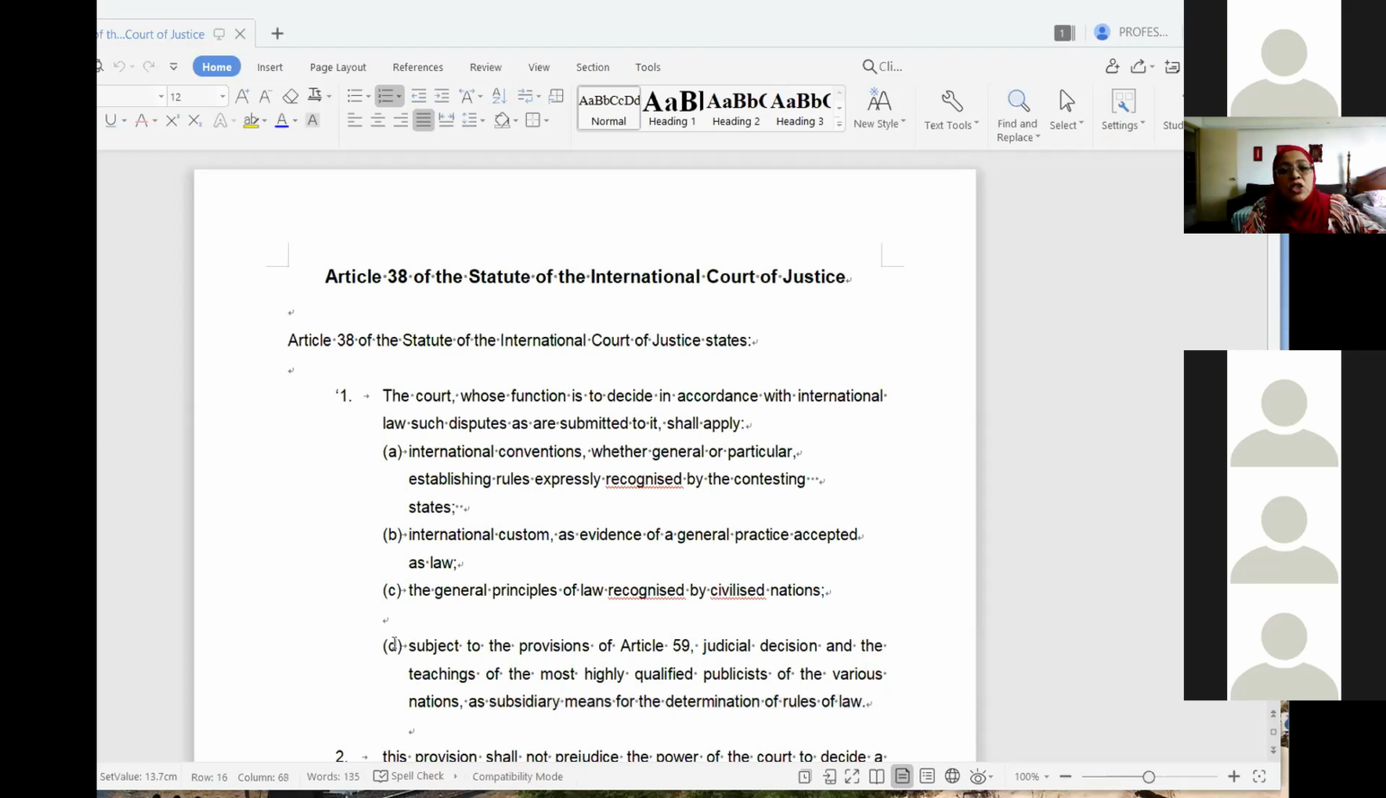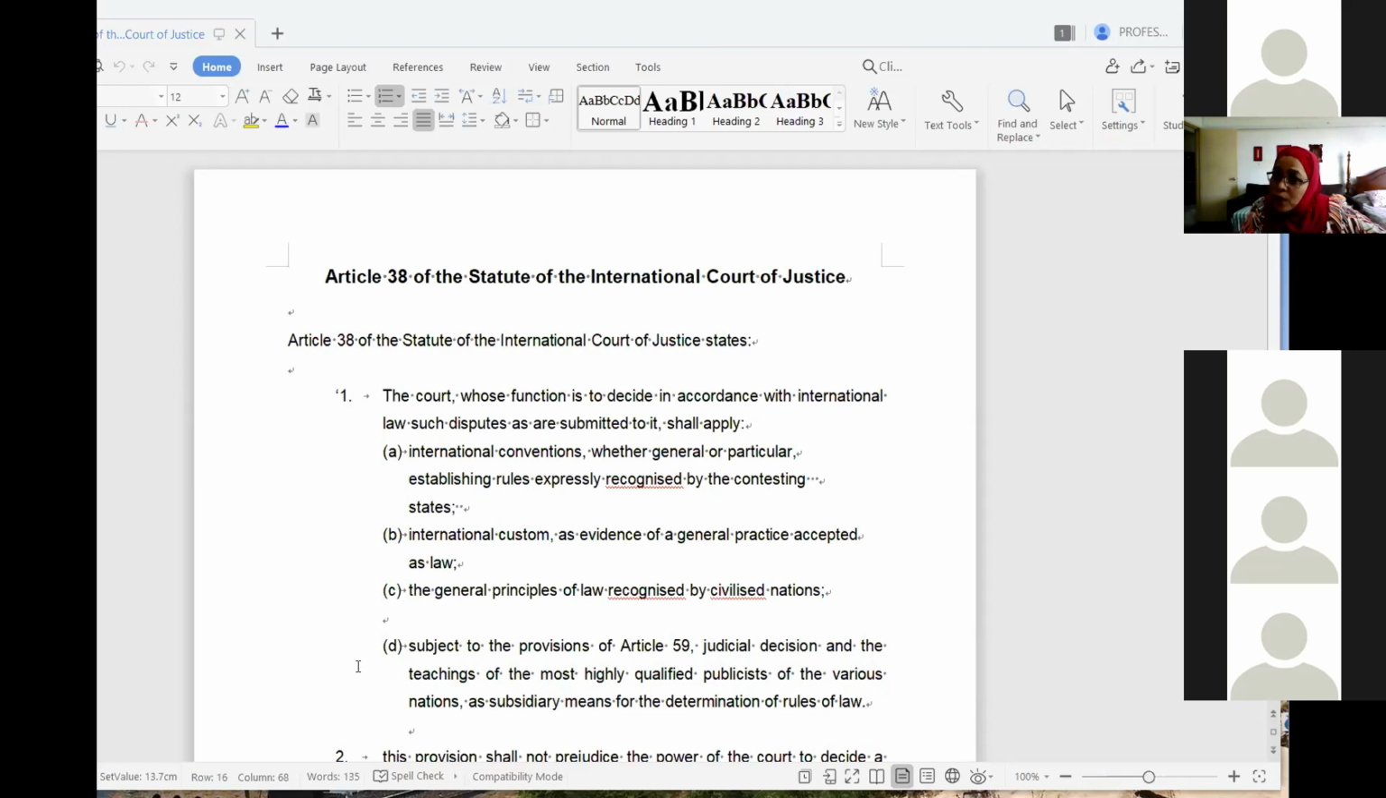Subsection D, Article 38 clause 1(d), is also known as the secondary source of international law. So A, B, C are the primary sources of international law, but D is a secondary source of international law, if you're ever asked about the hierarchy of sources of international law.